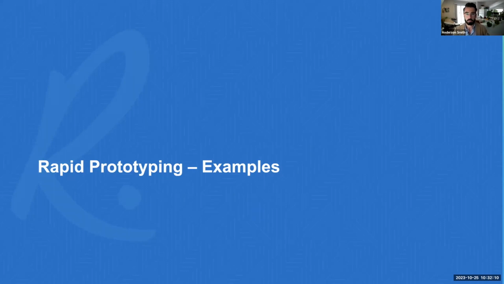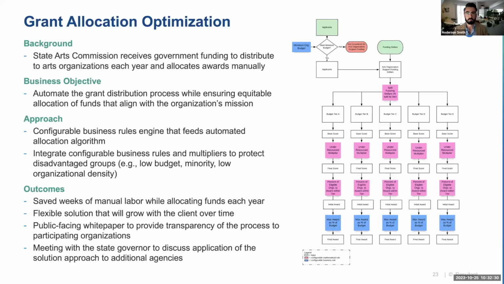So I've got 3 examples here that I'll walk through with all of you as far as some example projects that we've done. And these projects really run the whole gamut from predictive analytics to more business process projects to dashboarding and web development projects. So the first one here is a project that we did with a state arts commission on grant allocation optimization.